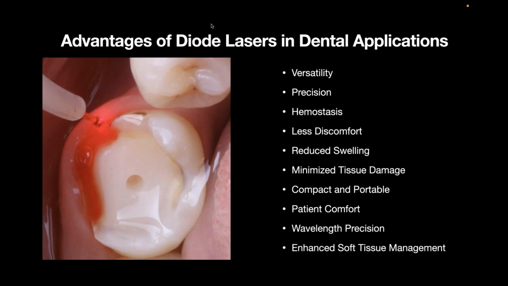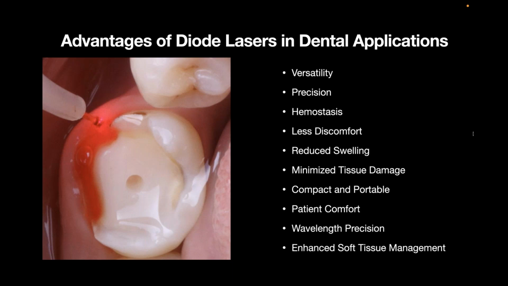So it is extremely comfortable for the clinician to use, but it's also extremely comfortable for the patient because you usually need a lot less anesthetic. If any, sometimes we just use a little bit of topical anesthetic and that's it. We also have this wavelength precision, which is going to be important when we're talking about using it for periodontal therapy. It is set at 808 nanometers, which is the ideal wavelength for periodontal treatment. And overall, we're just going to have enhanced soft tissue management.